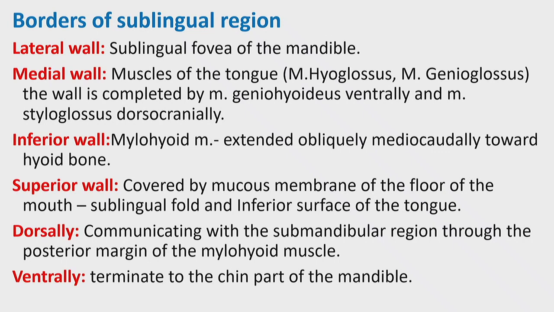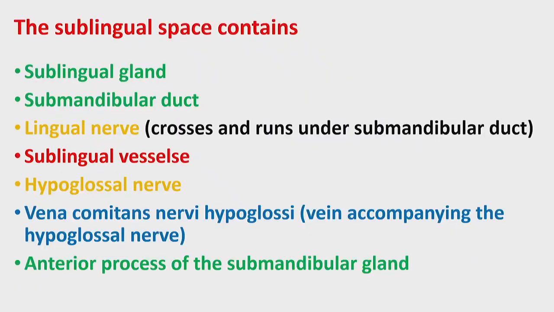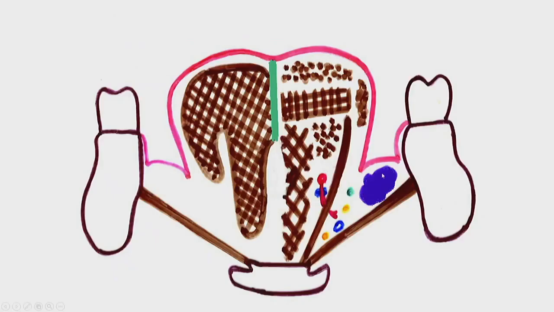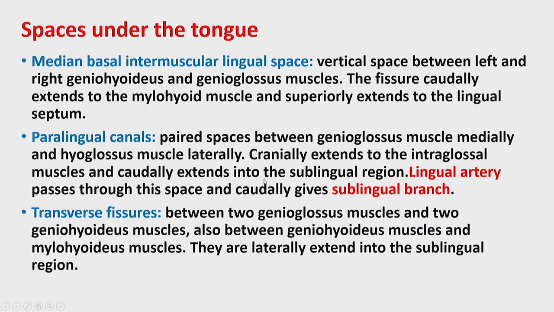You need to know these borders, mainly in dentistry, and this is the content that we already mentioned: the sublingual gland is located here, the submandibular duct, the lingual nerve, the sublingual or lingual vessels that give the sublingual branches, the hypoglossal nerve and the vein accompanying the hypoglossal nerve, and the anterior process, or hooked part, of the submandibular gland. They are all the content of the sublingual region, and once more here in this picture, maybe it helps you.